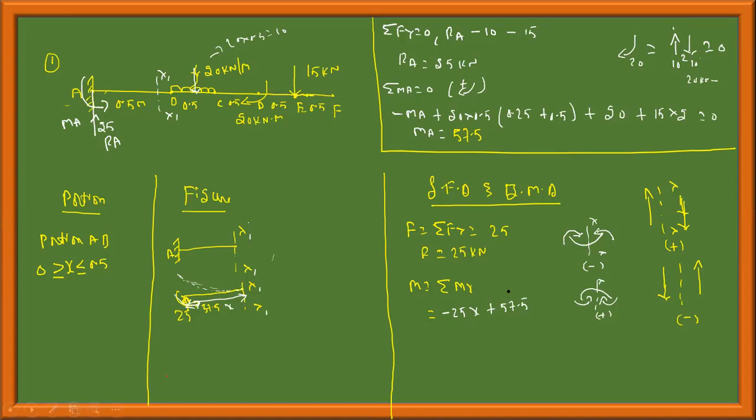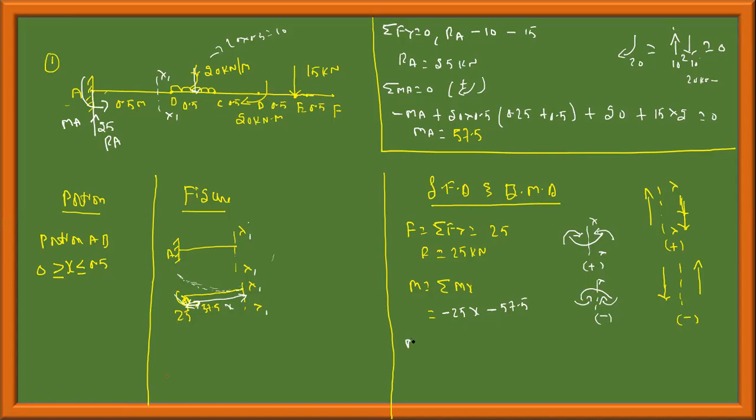Sorry, how it is acting? Sorry, this is negative, sir. This is positive. This is negative. This is smiley face. This is sad face. Therefore, this has to be minus 57.5. This is towards the section. This is hogging. This is minus 57.5.